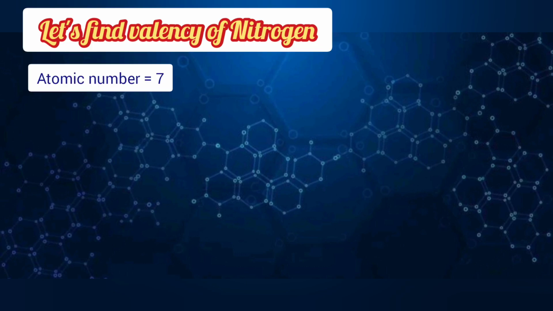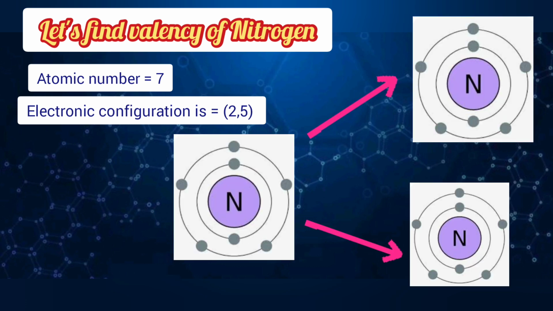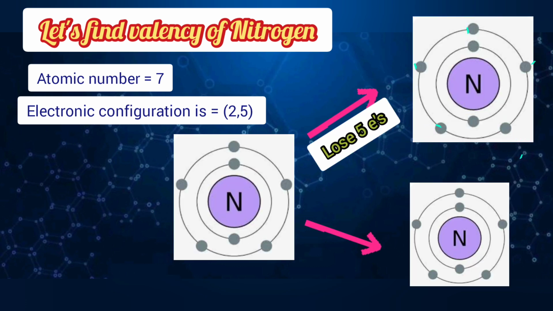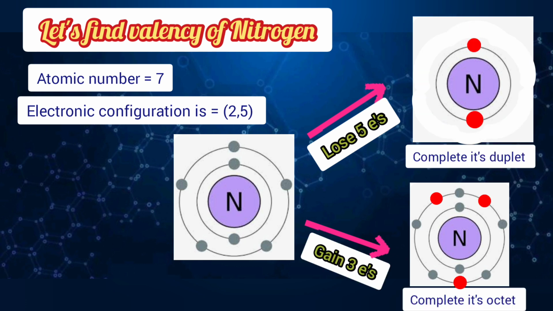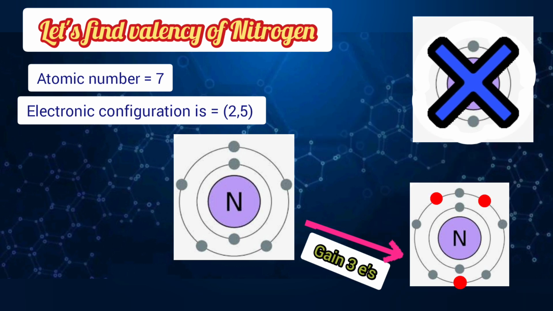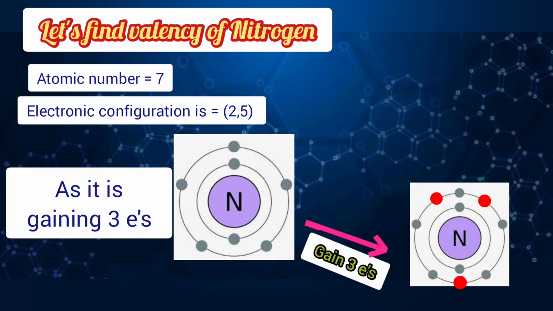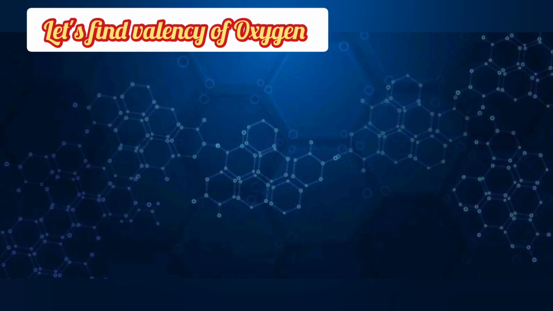Nitrogen, here we can see the electronic configuration is 2, 5. Tell me, either it may lose 5 electrons or it can gain 3 electrons and complete its octet. What would it prefer? It would gain 3 electrons. So nitrogen is gaining how many electrons? 3 electrons. What is its valency? 3. Easy.